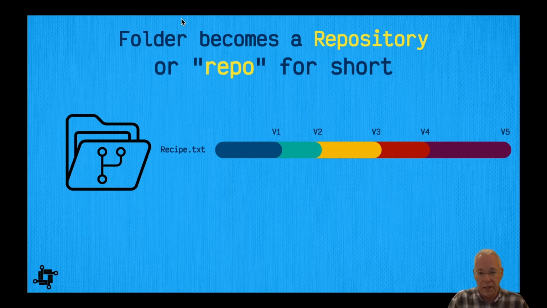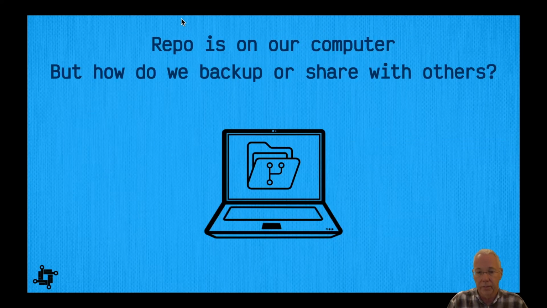So here, as an example, we have recipe.txt. It is in this folder, and this folder is marked as a repo, and here are all the versions associated with that file. Now, a repo could be on your computer, but that's not necessarily safe all the time, because if your computer were stolen or you lost it or dropped it or the hard drive failed or whatever, you would lose your work. So now you'd be in the boat of saying, the dog ate my homework.